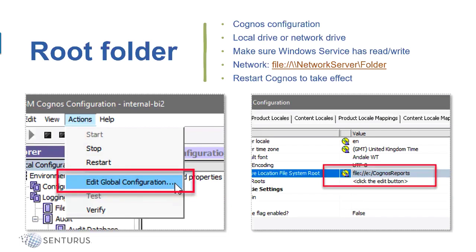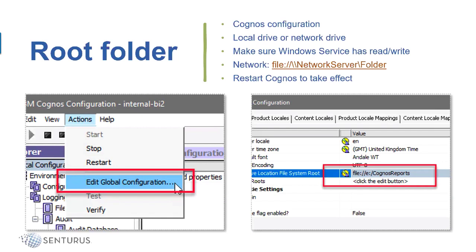But essentially, if you use the screenshot I have here for a local file, it's file:// and then the drive. So in my case, it's an E drive and a folder I created called Cognos Reports. If you're going to use a network drive, it's that same beginning of file:// and you use the backward slash and map out the network server and folder.